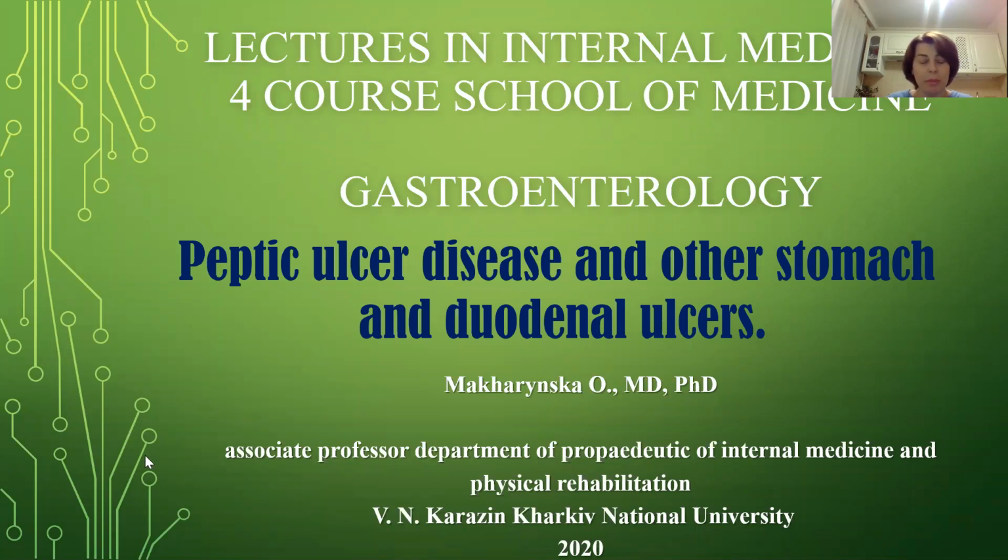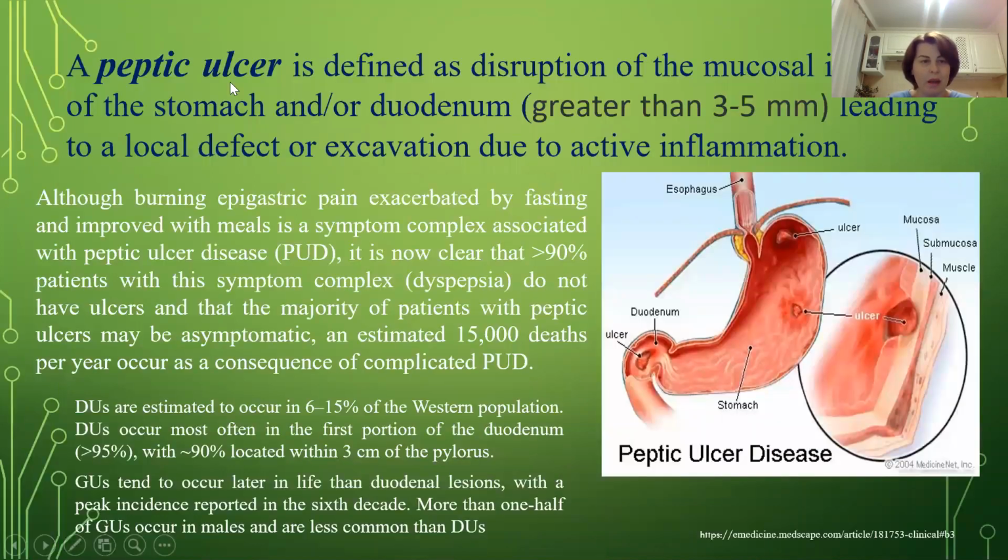The topic will be peptic ulcer disease and other stomach and duodenal ulcers. Peptic ulcer is defined as disruption of the mucosal integrity of the stomach and duodenum greater than 3 to 5 millimeters, leading to a local defect or excavation due to active inflammation.